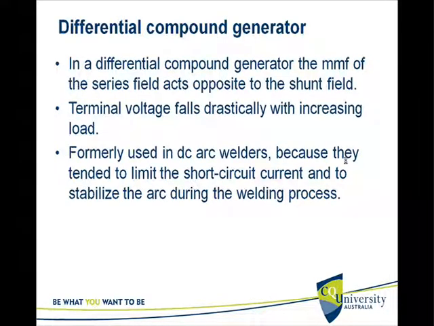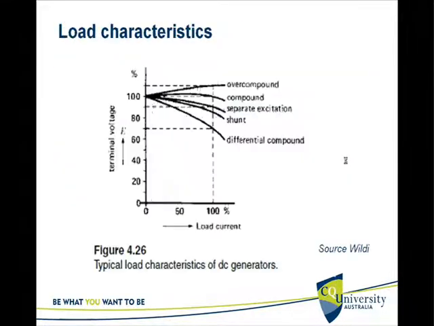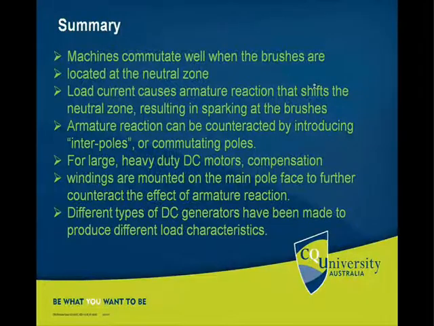So differential compound generators are for special purposes, because the aim is not to maintain the output voltage constant, but it drops. So this is how the load characteristics of all these different types of generators look. Differential compound, you can see a drastic drop. Shunt, separately excited. Compound is better, and over compound, as you can see, with the load the terminal voltage actually increases. So that's the load characteristics.